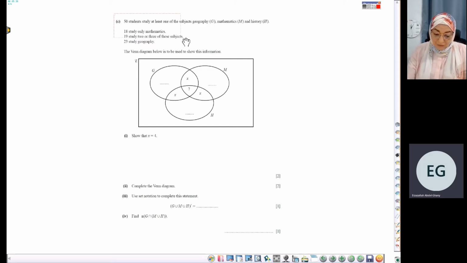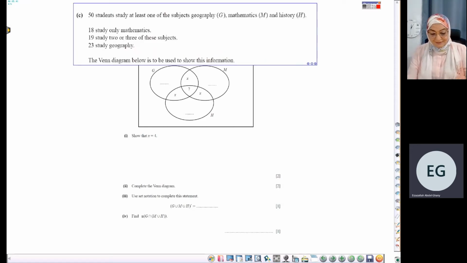Here's a question, like a word problem. 50 students study at least one of the subjects: geography, mathematics, and history. 18 study only mathematics. 19 study 2 or 3 of these subjects. 23 study geography. The Venn diagram below is to be used to show this information. Now let's start. We have to use all information given.